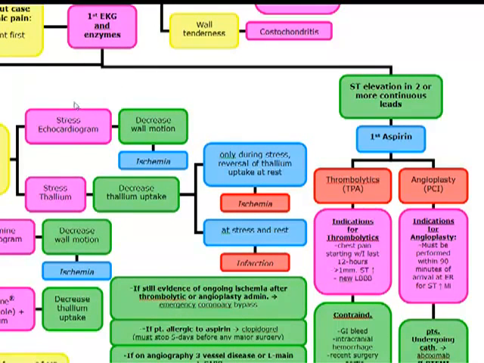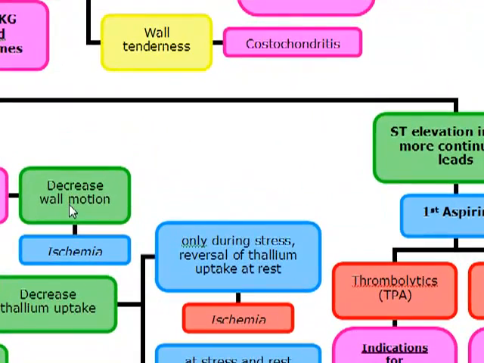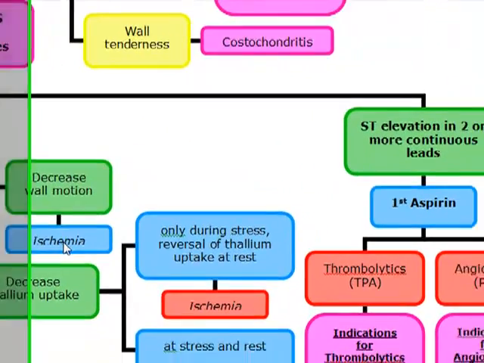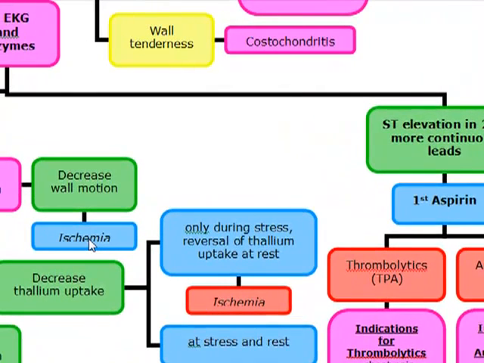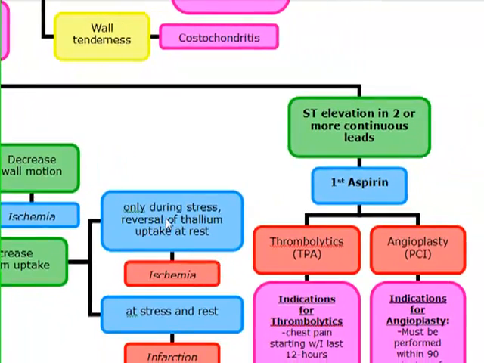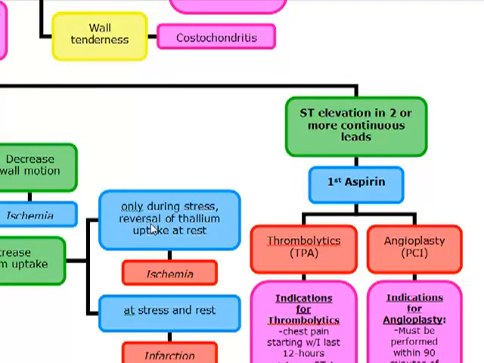Now, if you do the stress echo and there's a decreased wall motion, that means the patient is ischemic. If you do a stress thallium test and there's a decreased thallium uptake, then you've got to see, is this at stress and at rest, or is this decreased thallium uptake only during stress with a reversal of thallium uptake at rest?